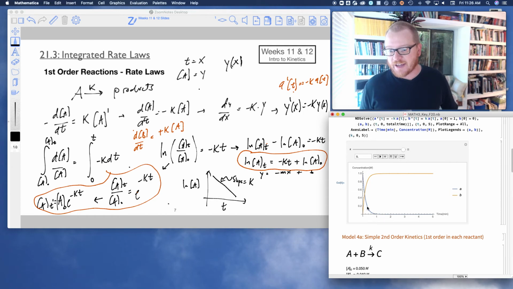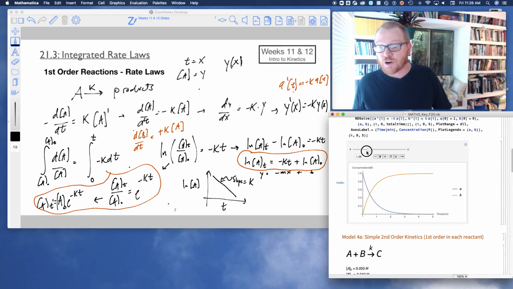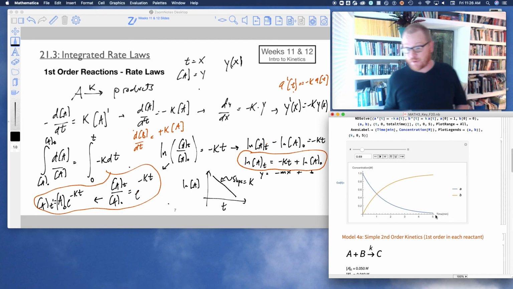And once A is reacted away, then B gets the corresponding correct stoichiometry. Now the concentration of B is 1.0. And once again, if I slow the reaction down by decreasing the value of the rate constant, then the reaction takes longer to complete. At that point, I made the rate constant about 1/5 as much, and it takes about 5 times longer for the reaction to go.